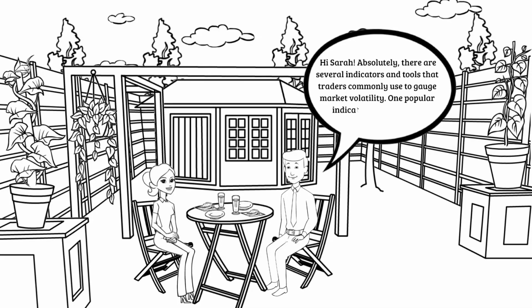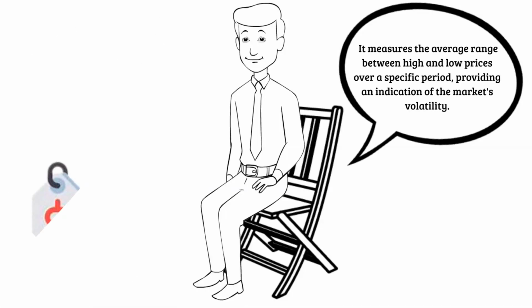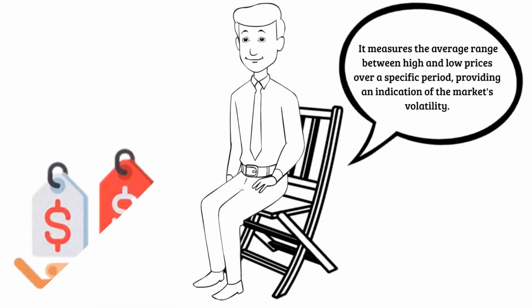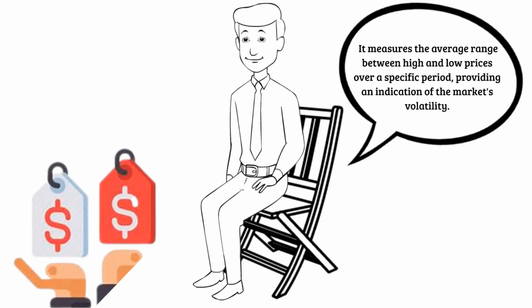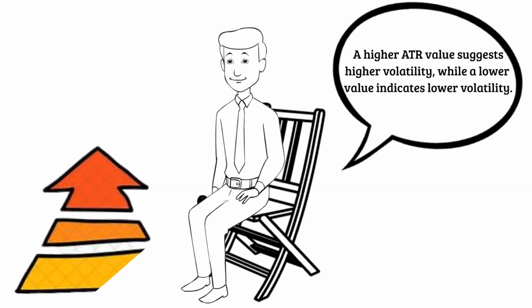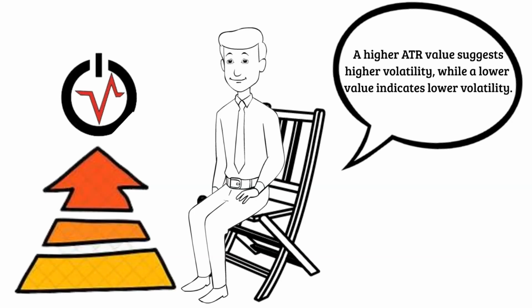One popular indicator is the average true range, ATR. It measures the average range between high and low prices over a specific period, providing an indication of the market's volatility. A higher ATR value suggests higher volatility, while a lower value indicates lower volatility.